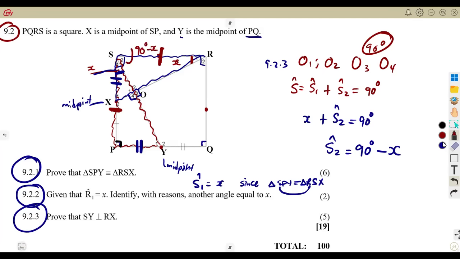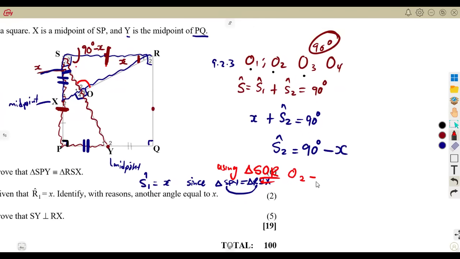Remember, I want to prove any one of these angles. Is it O1? Is it O2? Is it O3? So inside triangle SOR, we know that angles inside of a triangle are supposed to add up to 180 degrees. So if we are to find the angle O2, remember O2 is inside of the triangle. We have two given angles. So how are we going to find O2?